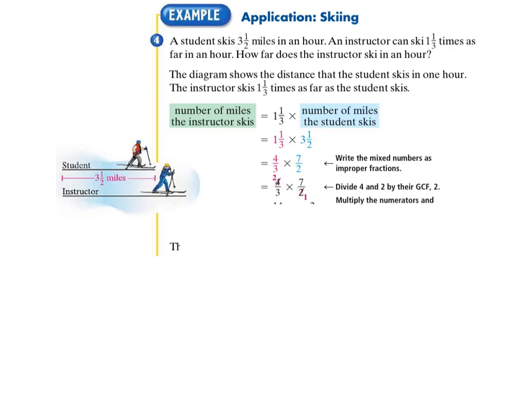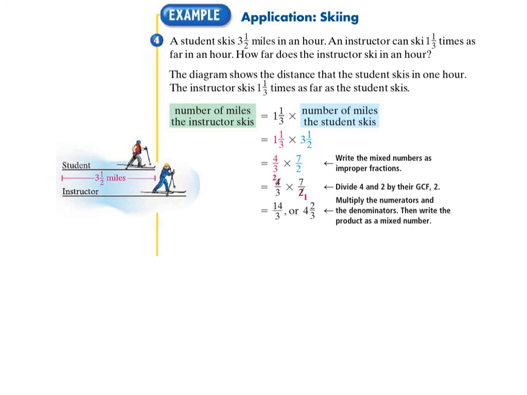You always want to look to see if you can cross-simplify, and we know that 4 and 2 have a greatest common factor of 2. So 4 divided by 2 is 2, and 2 divided by 2 is 1. So that gives us our new equation of 2/3 times 7/1. Then we simply have to multiply our numerators and our denominators. 2 times 7 is 14, 3 times 1 is 3.